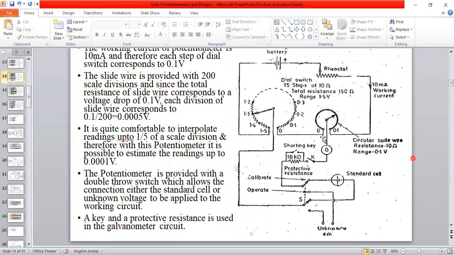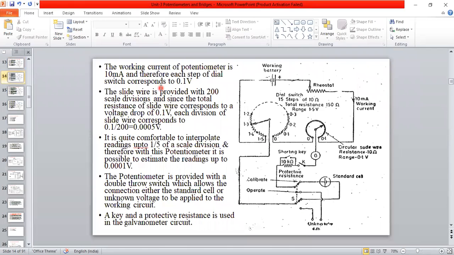The working current of the potentiometer is 10 milliampere. Therefore each step of the dial switch corresponds to 0.1 volt. See here, this dial switch has 10 ohm resistance. V equals I R, so 10 into 10 milliampere, that is 100 divided by 1000.